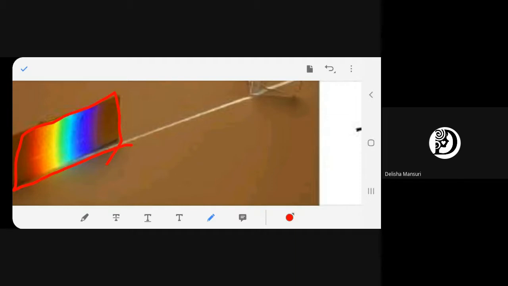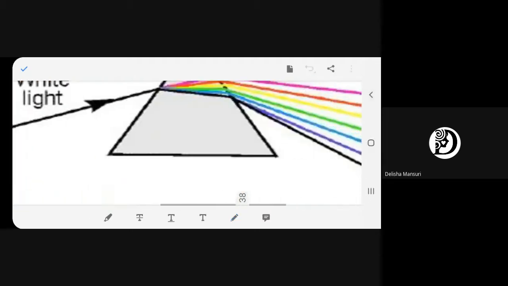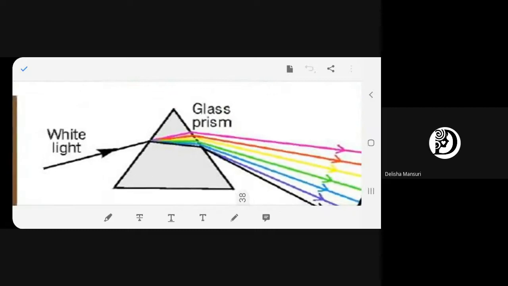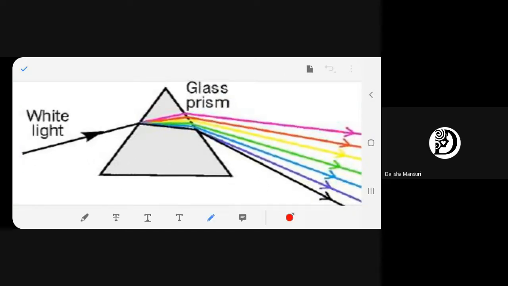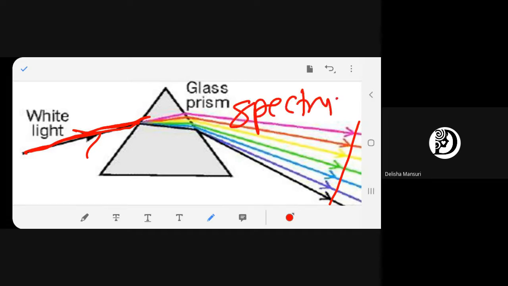So this is dispersion. Next one is here. We take a prism, allow the white light to fall on one side, and this gets dispersed, and we get seven colors. That is spectrum. What is it called? Spectrum. Any problem? No, ma'am.